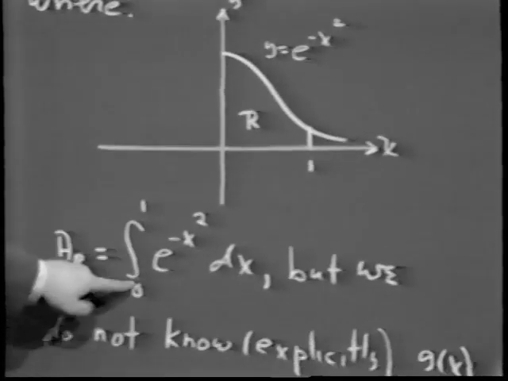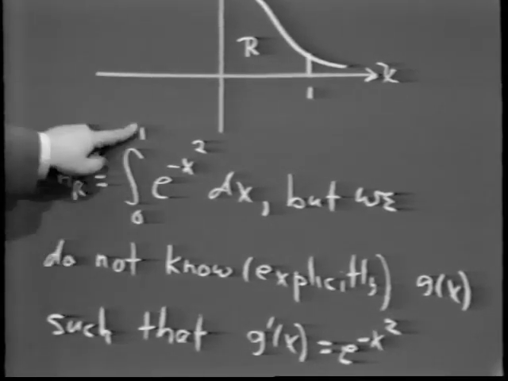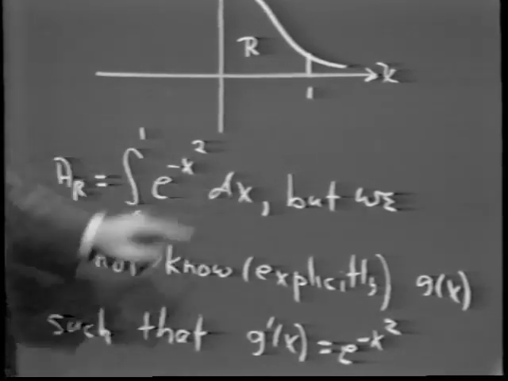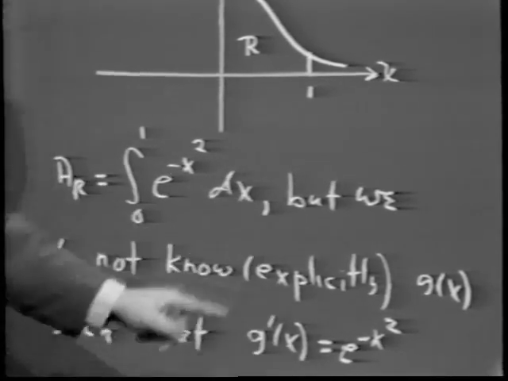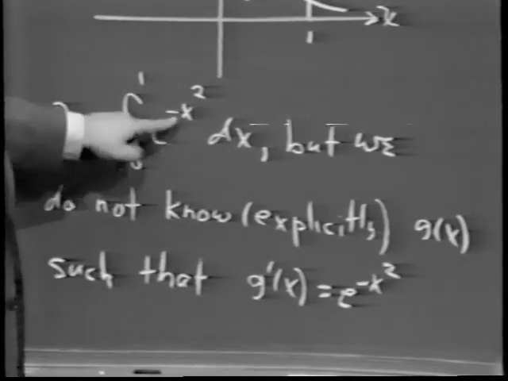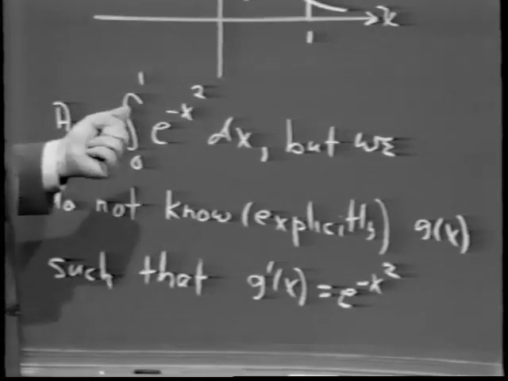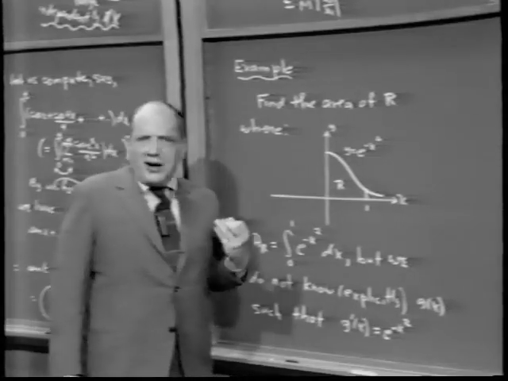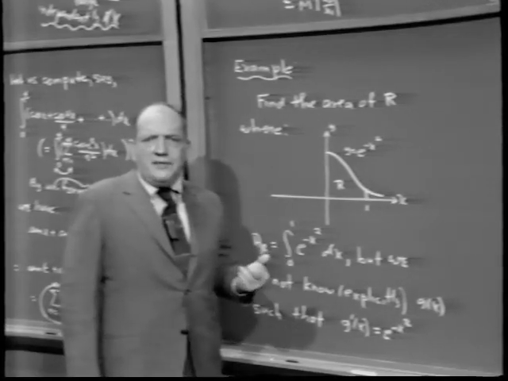We know by the definition of a definite integral that the area of the region R is the integral from 0 to 1 of e to the minus x squared dx. But what we do not know explicitly is a function g of x for which g prime of x is e to the minus x squared. Remember, we could solve this problem by trapezoidal approximations and things of this type. We could approximate it, but we couldn't get a good bound on the answer very conveniently.